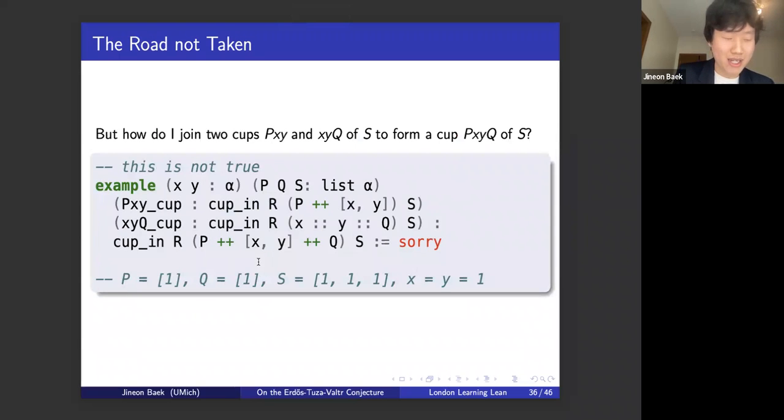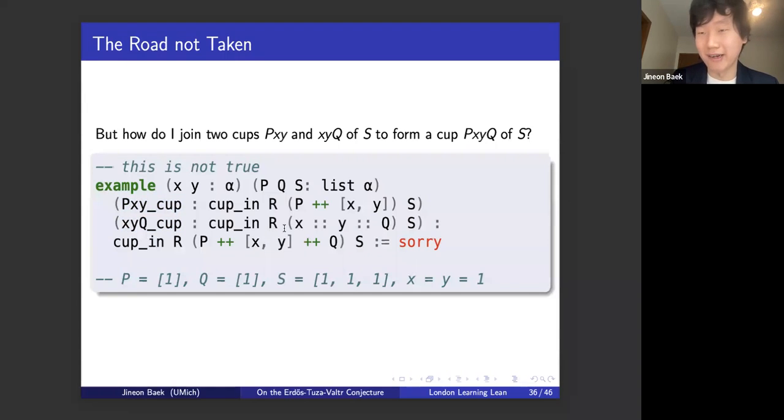But then as I went through this definition, I found this. In the proof, a lot of operations like this are happening. If I have a cup PXQ and another cup XYQ, then it's rather obvious that we can join them to have a bigger cup in the same global set S, right? So I needed to prove that. But with the definition that we have just seen, that thing is not true. It seems like it matches with the definition, PXY and XYQ are cups.